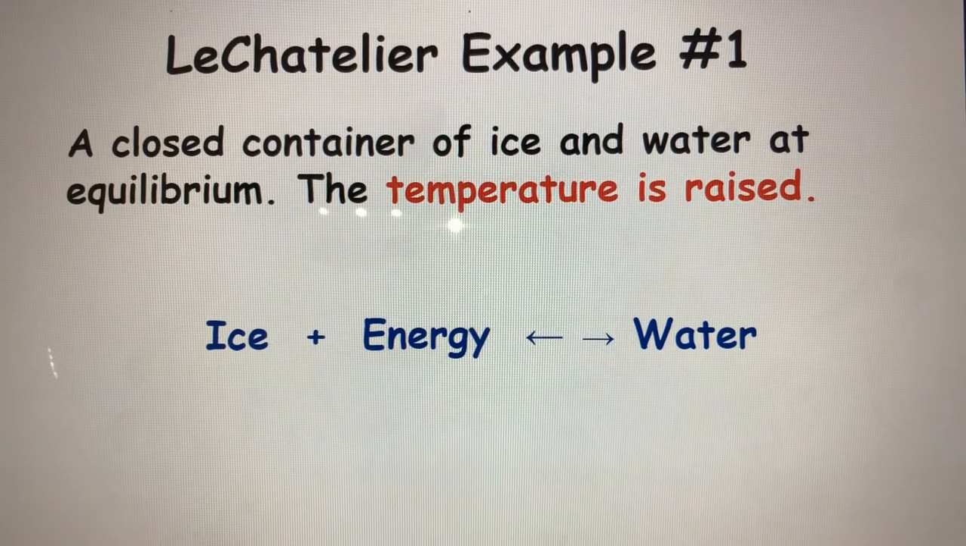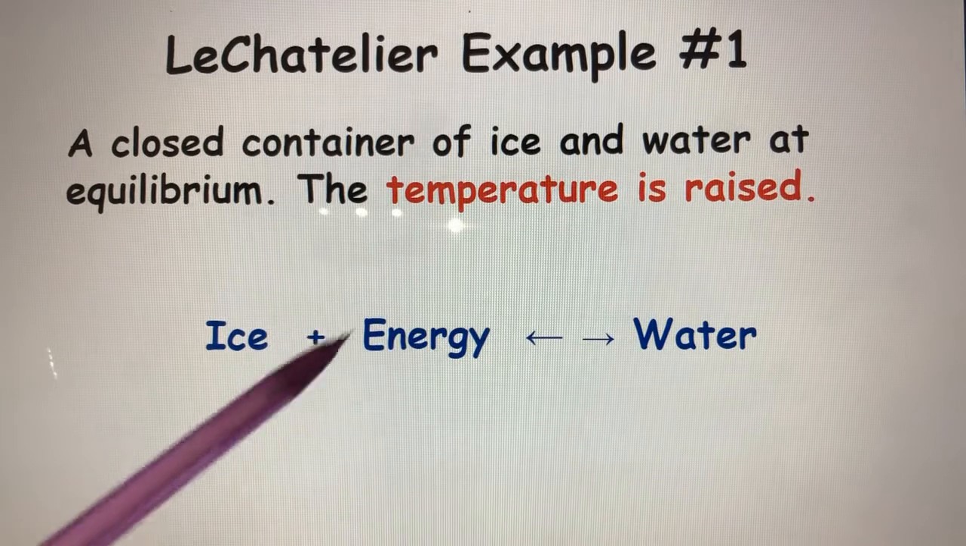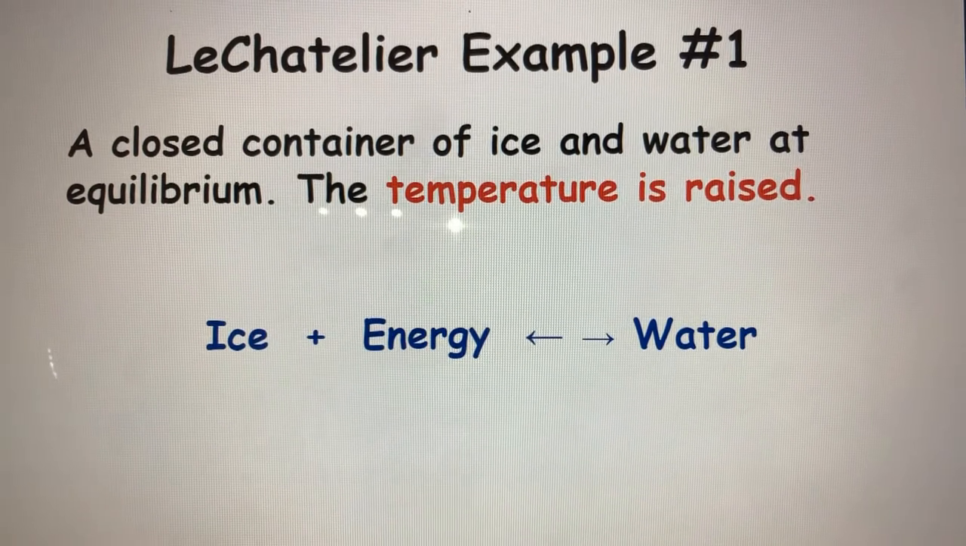So it says the temperature is raised. Which variable in this equation would be associated with temperature? Would it be ice? Would it be energy? Would it be water? Temperature is a measure of the average kinetic energy, right? So if the temperature is being raised, the energy here is what is being affected, and that is being raised. So you can put an arrow over that to show that it has increased.